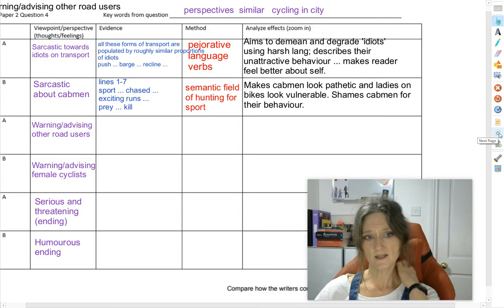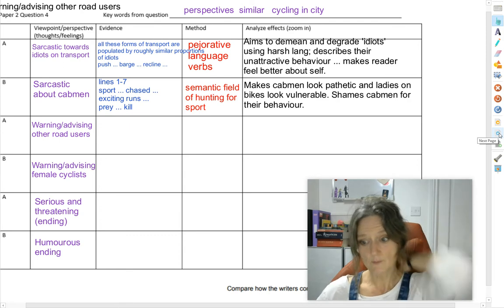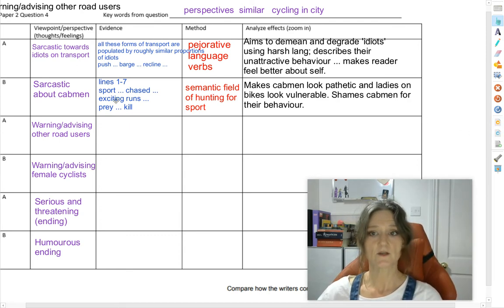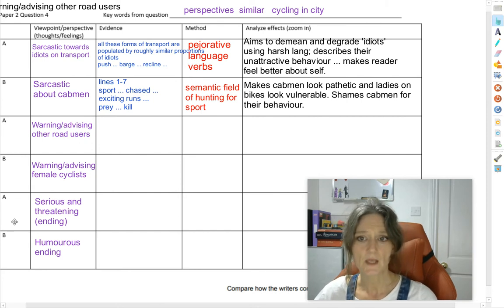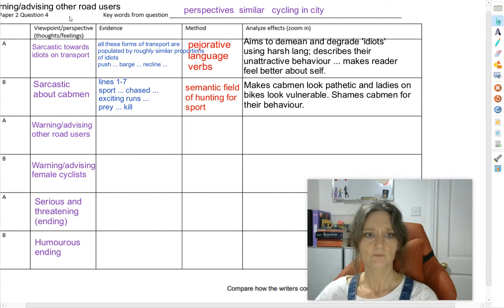Right, so here is a grid that might help you. So you can see what I'm going to do is jump from A to B, then A to B, and then A to B. I reckon doing that 3 times is probably good. If you can do 2 really, really good ones, that might be absolutely ample. What I've done on this sheet just here is I've put some of the key words from the question. We're talking about perspectives, we're talking about how they're similar, and our focus is cycling in the city.